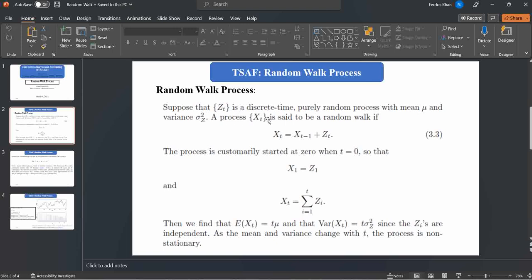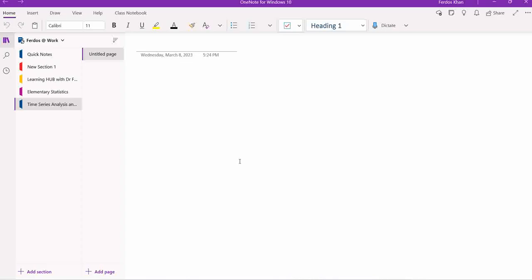A process Xt is said to be a random walk if it can be expressed like this. This means that Xt depends on the previous value plus some error term or some random variation, you can say, some uncertainty. The process customarily starts at 0 when t equals 0, so that X1 equals Z1. Of course, I would like to explain this on the board.